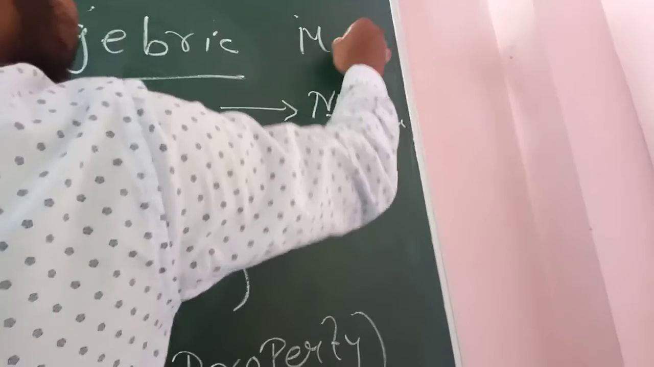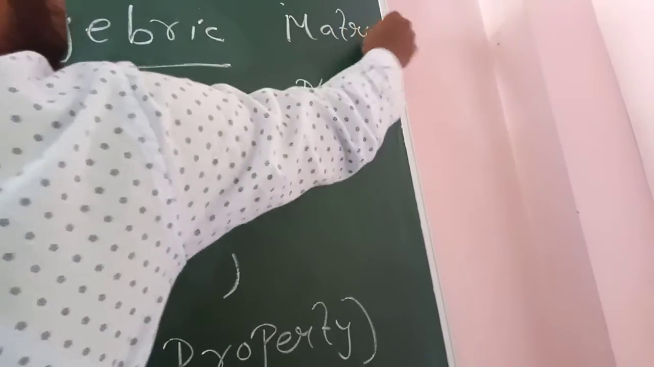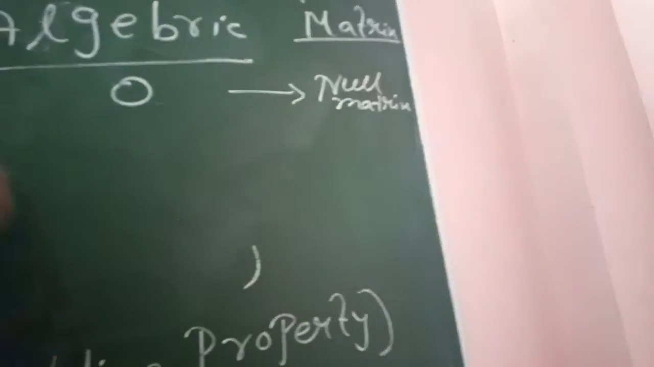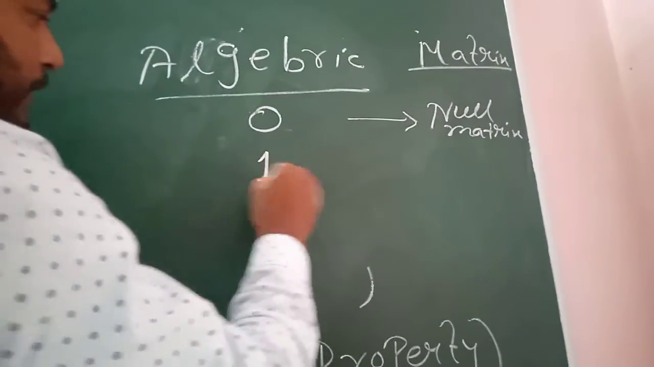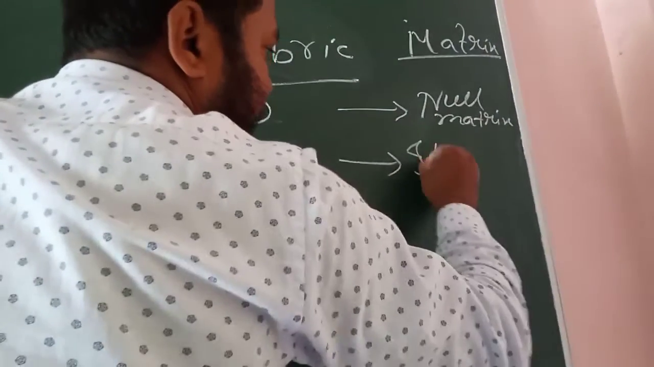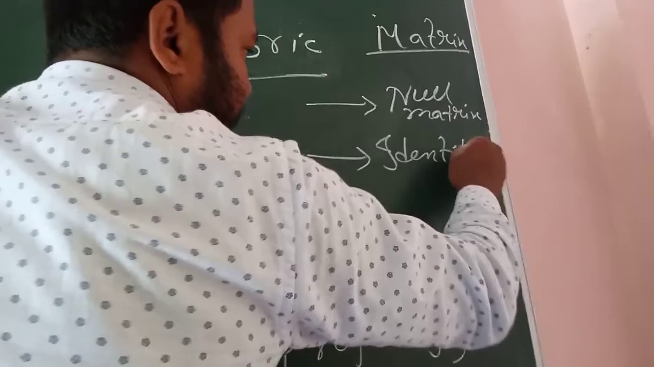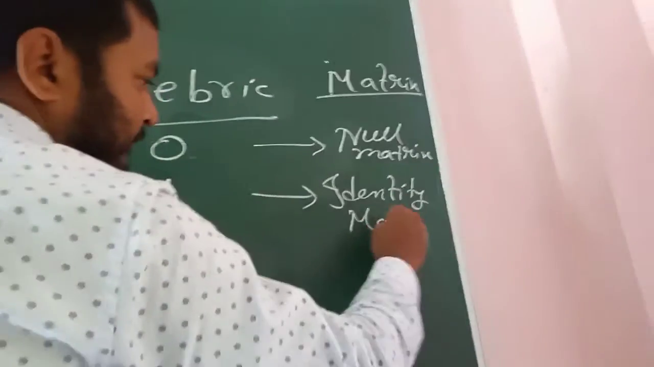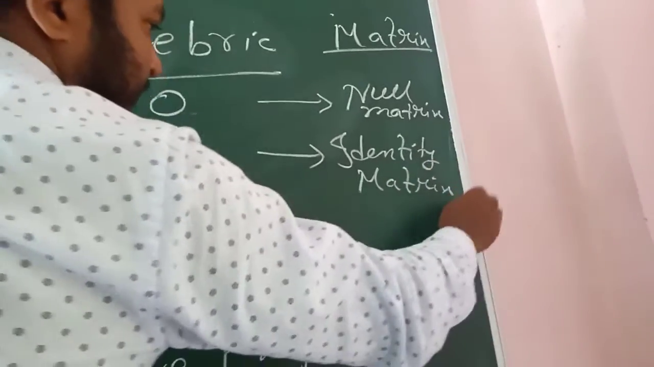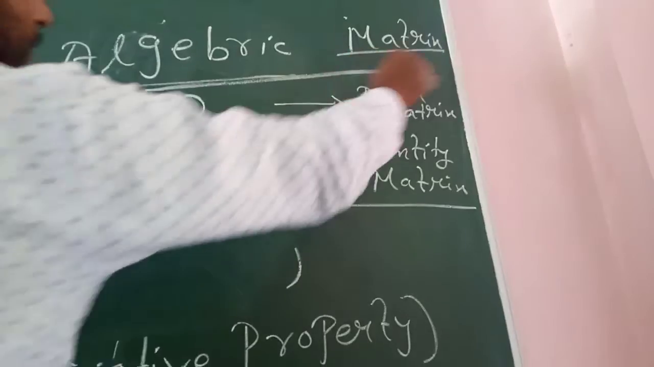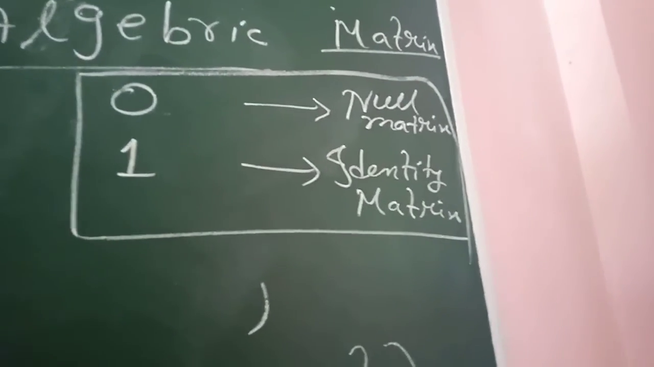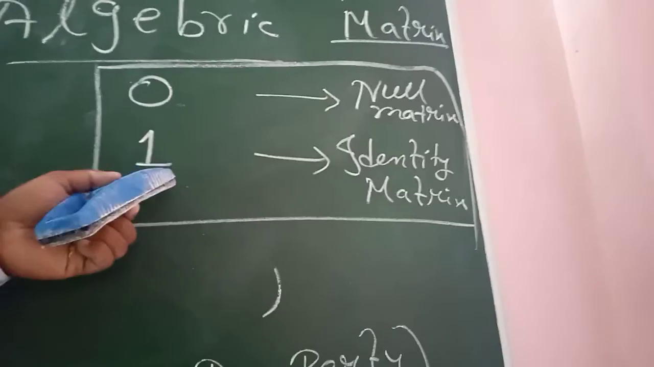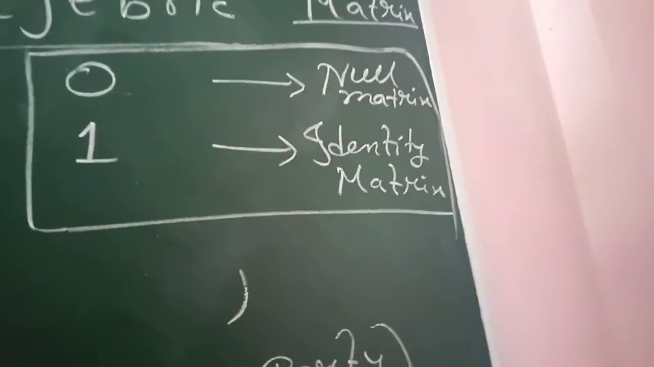In case of matrix, this algebraic 0 is equal to the null matrix, and algebraic 1 is the identity matrix. These two things you have to remember. Algebraic 0 and the null matrix are similar, and algebraic 1 and the identity matrix are always similar.